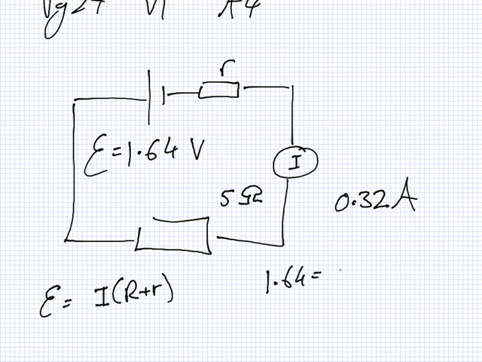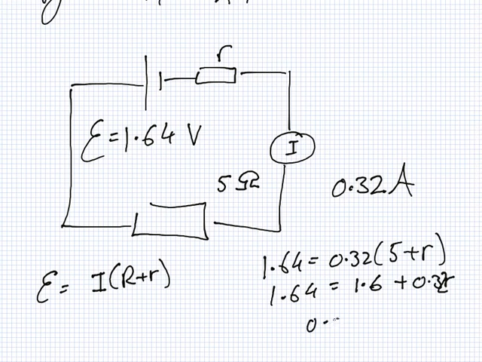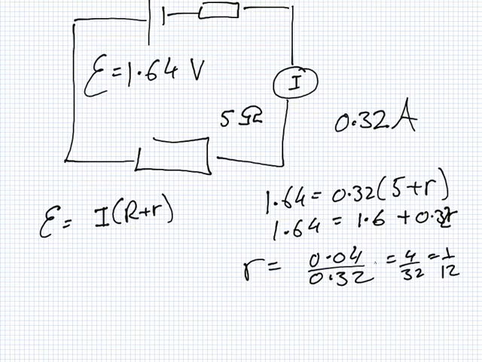So we have 1.64 equals 0.32 times 5 plus r, right? Multiply by 10 and divide by 2. So that's 0.04 over 0.32 is the r, which is 4 over 32, which is 2 over 16, 1 over 12. What's 1 over 12? 0.083. There we go. Okay, I have limits, you know.